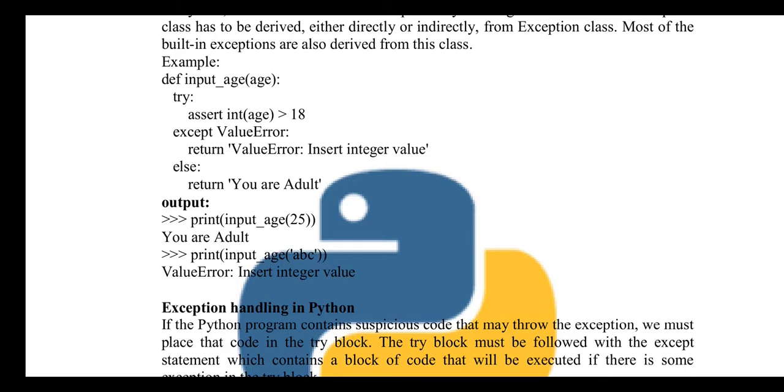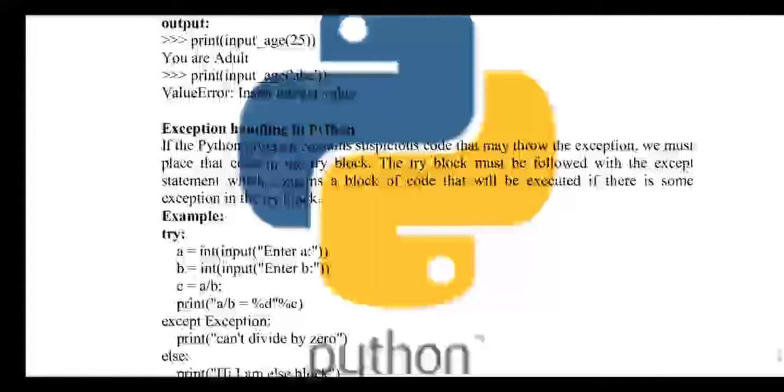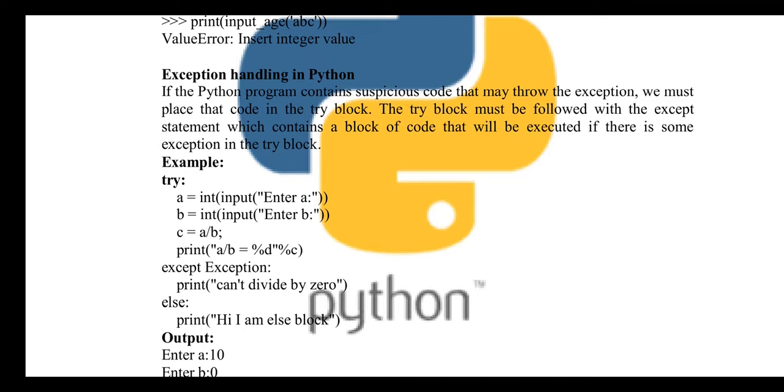That's the way you can create your exceptions and handle them. In the second example, we see exception handling in Python. If the Python program contains suspicious code that may throw an exception, we must place that code in the try block. The try block must be followed by the except statement, which contains a block of code that will be executed if there is some exception in the try block.